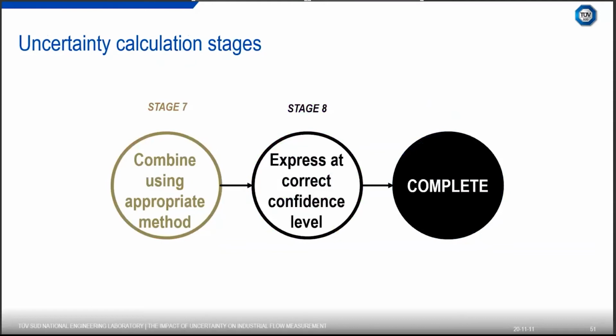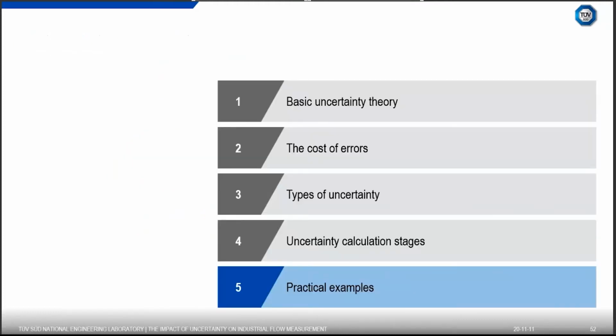Combine the uncertainties using the appropriate method, depending on whether they're correlated or uncorrelated, and I'll touch on this more in the example. And then finally, express the uncertainty at the correct confidence level. Your final result will tend to be stated in standard uncertainty, but if you want to have a greater confidence level in the result, you'll need to multiply it by the appropriate factor. Now we'll go through a few examples that will hopefully tie this together a little bit, and it'll be quite useful.